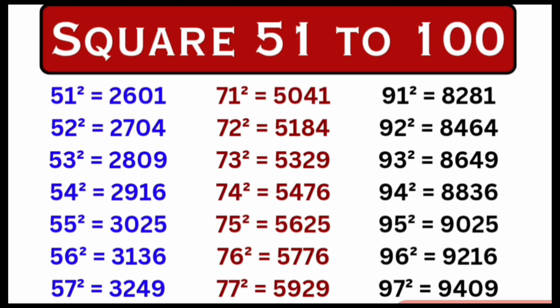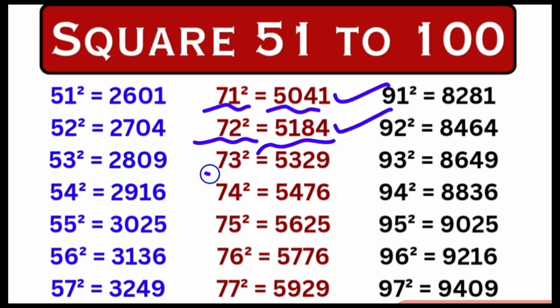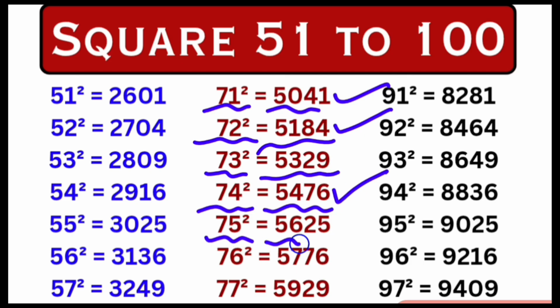Square of 71 is equal to 5041. Square of 72 is equal to 5184. Square of 73 is equal to 5329. Square of 74 is equal to 5476. Square of 75 is equal to 5625.